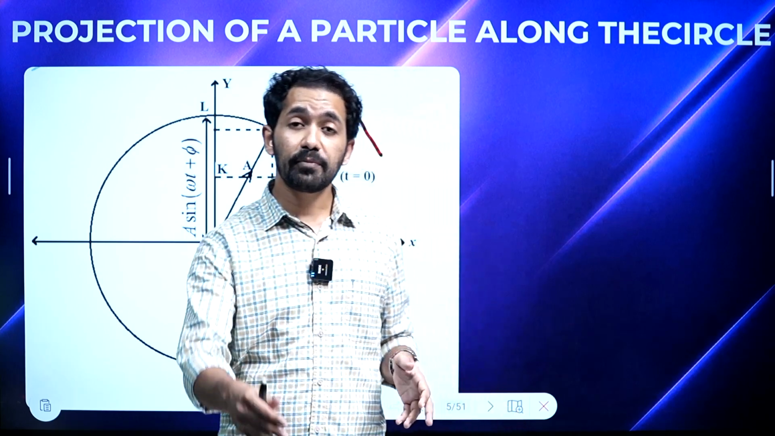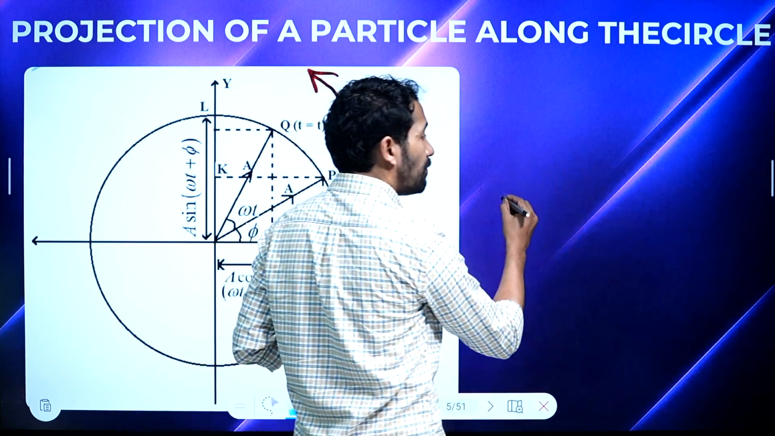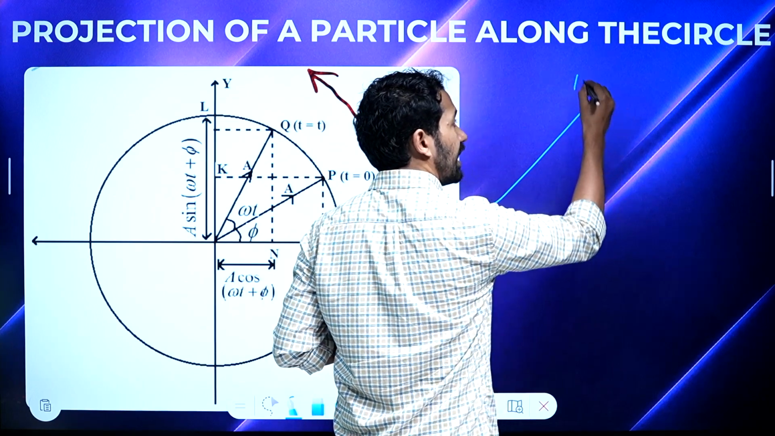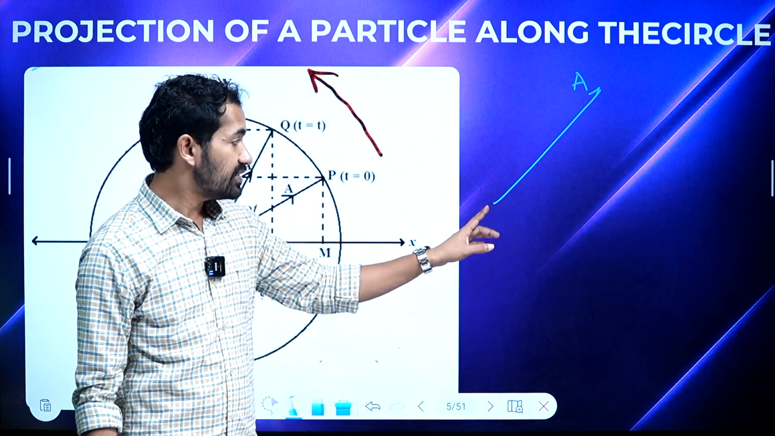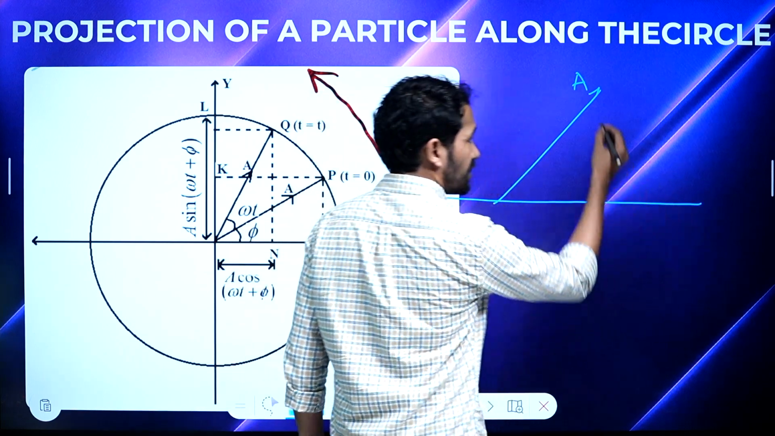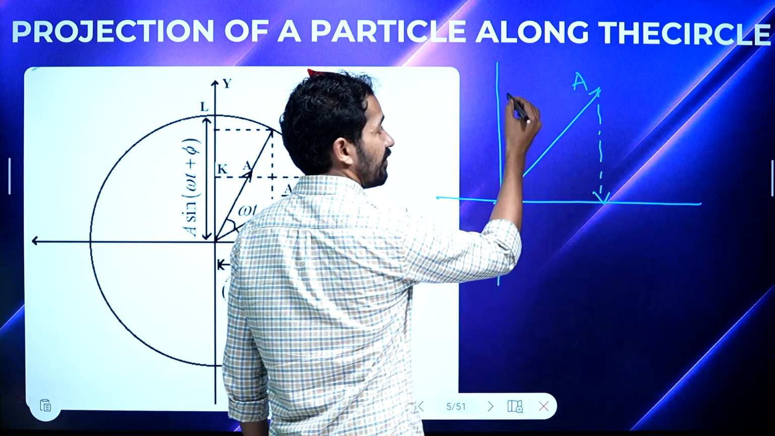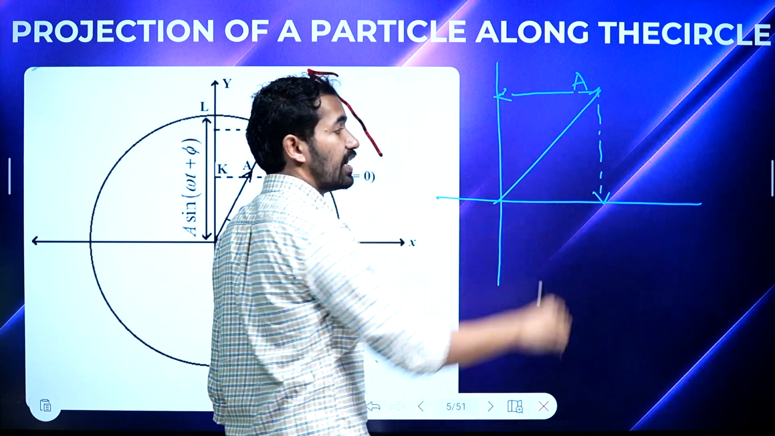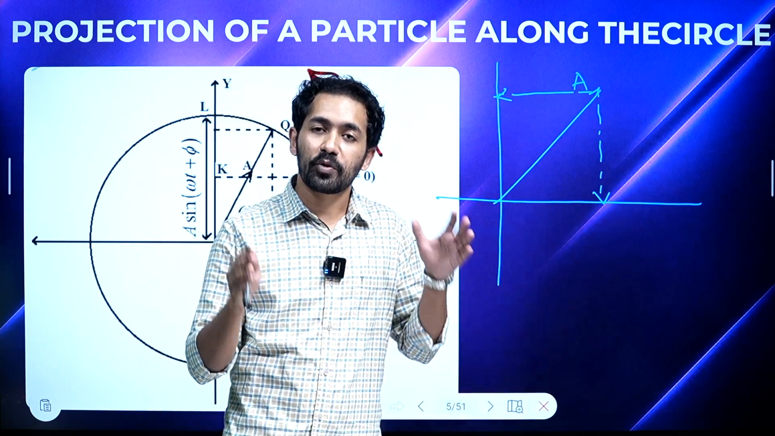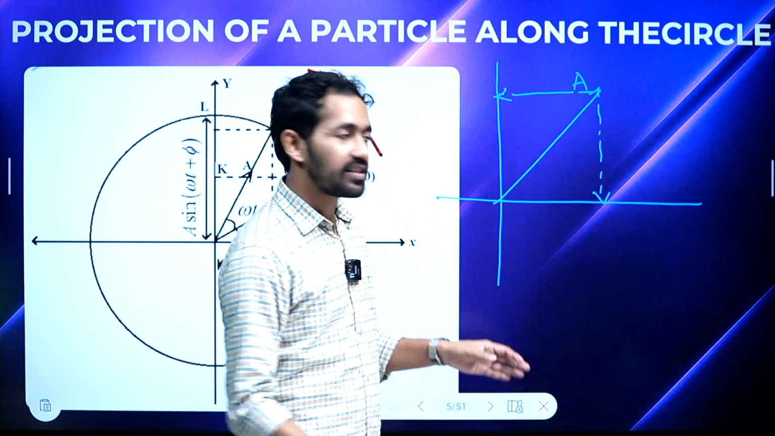You have already studied vectors and projection, but I will say that again. I am drawing a vector, which is vector A here. Vector A has a projection along the x-axis and likewise a projection along the y-axis. So what do you mean by projection? Projection is the component along the x-axis or y-axis.